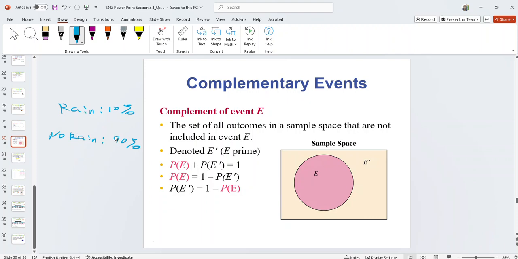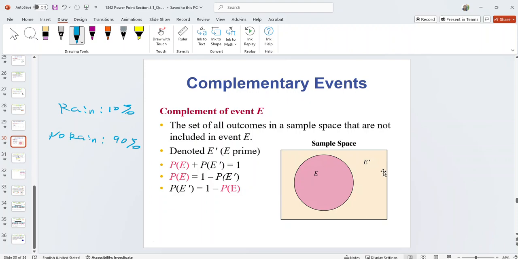So that's called a complement event of E, and the outside one we call E prime. The probability of E and E prime added together should be equal to 1. Or you can use 1 minus the other one for the current one. So that's a complement event.